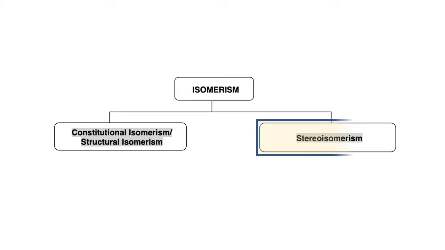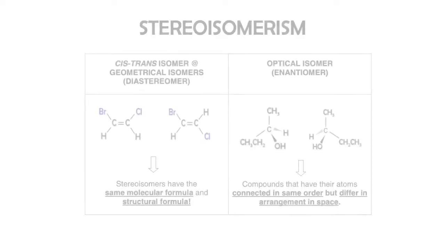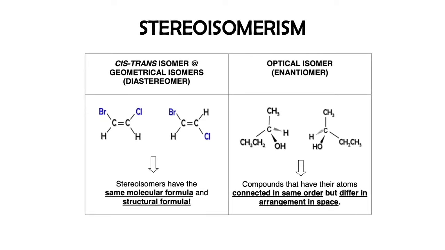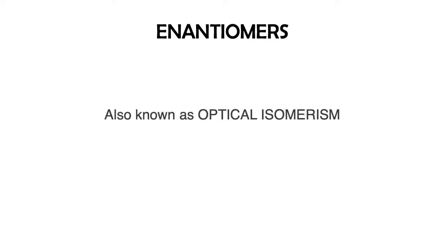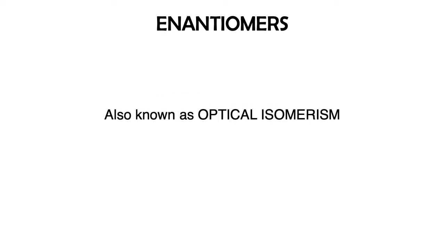So again, we are still in the stereoisomerism, and stereoisomerism is divided into two, which is cis-trans isomer and optical isomer. We have talked about cis-trans isomer in the second part 2 video. So in this video, we are going to talk about optical isomer, or also known as enantiomer. So what is enantiomers? Enantiomers, like I said before, it is also known as optical isomerism.